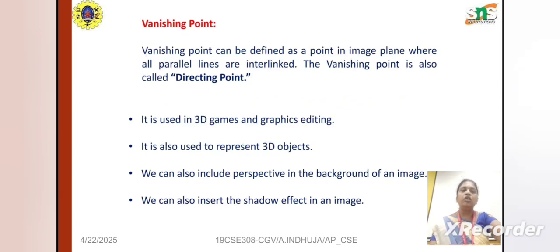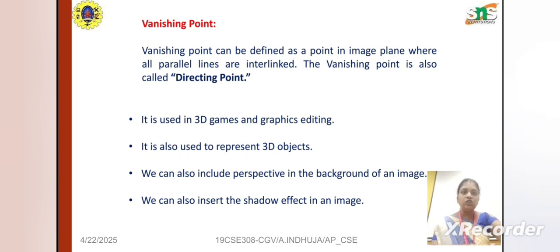So what is a vanishing point? Vanishing point can be defined as a point in an image plane where all parallel lines converge. The vanishing point is also called the directing point. These are used in 3D games and graphics editing. It is used to represent 3D objects. We can also include perspective in the background of an image, and we can also insert the shadow effect in an image.